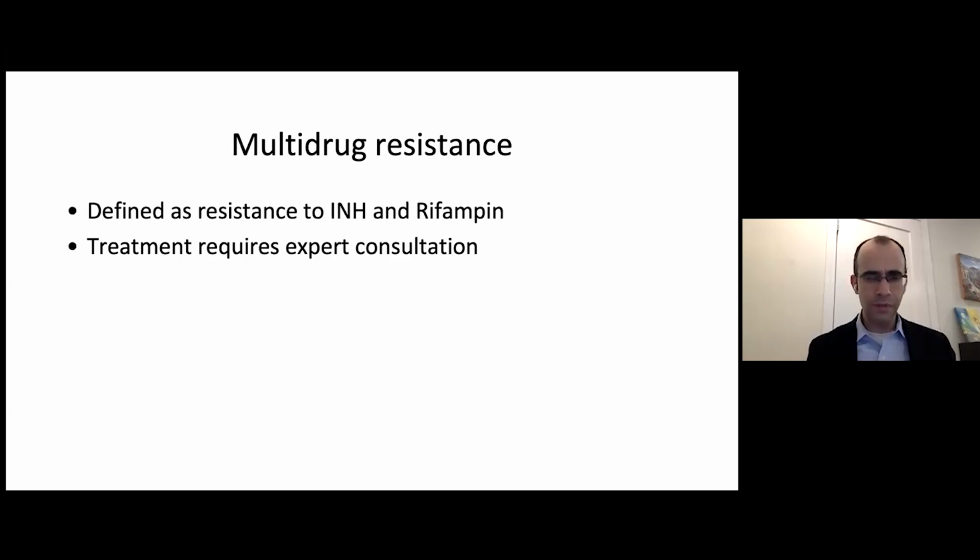And then finally, I'll just finish with multi-drug resistance, just to keep in mind that when we say those words, we mean specifically drug resistance to both isoniazid and rifampin. That's what multi-drug resistant TB means. And treatment always requires expert consultation.